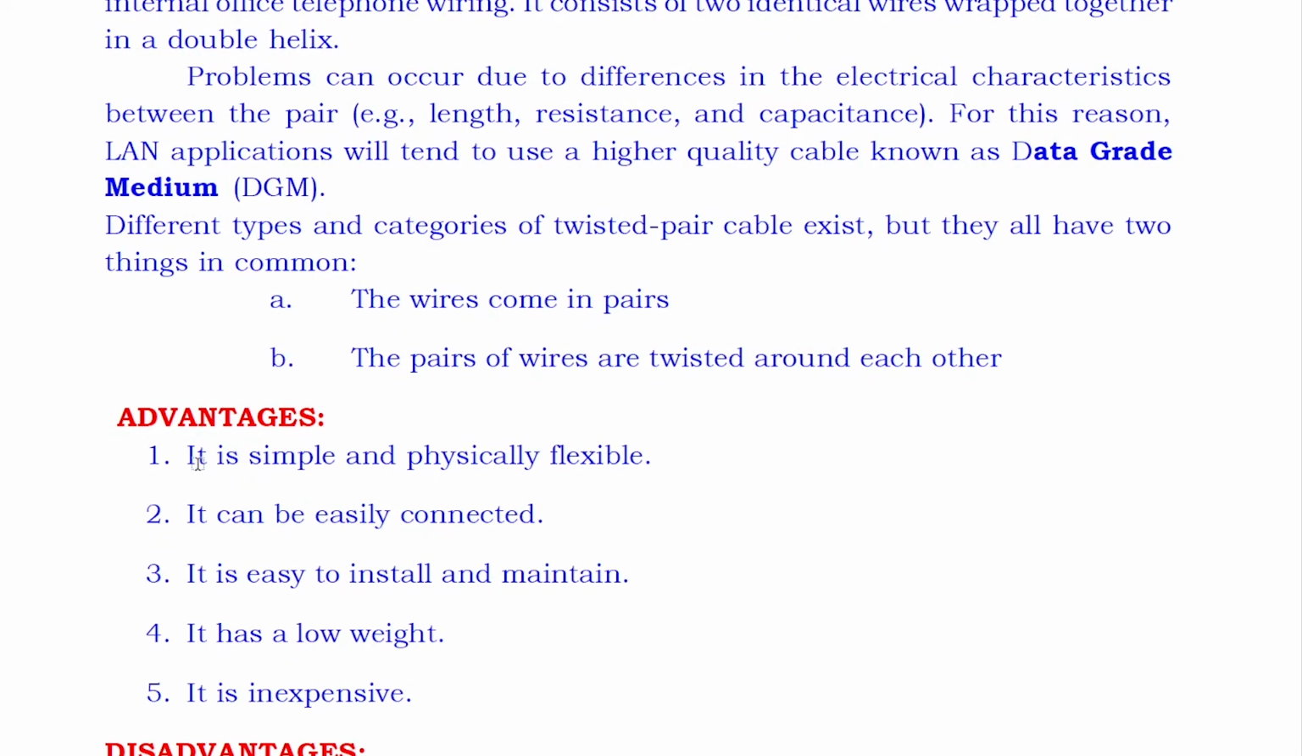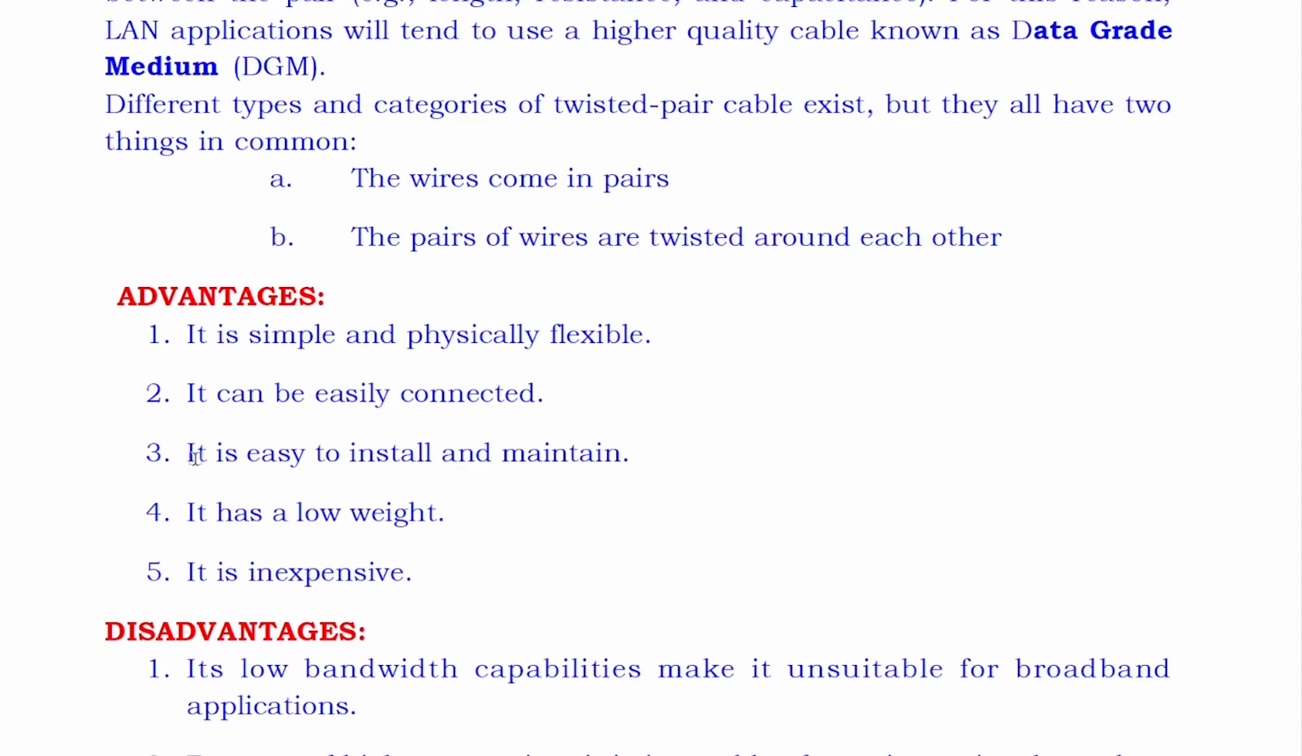So first, the advantages of this type of cable. It is simple and physically flexible, so you can take it anywhere and keep it anywhere. It can be easily connected, you can just connect them easily. It is easy to install and maintain, you just connect it by yourself and it can be used. It has a low weight, so very simple, and it's inexpensive, it's not very expensive. So these are the advantages of twisted pair cables.